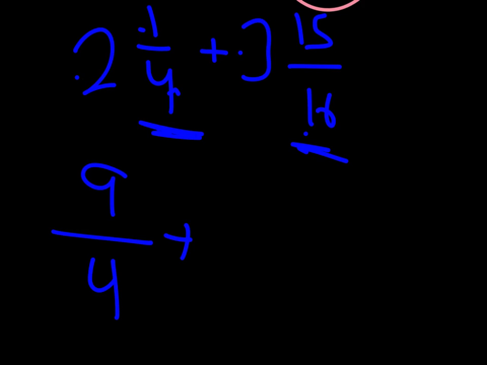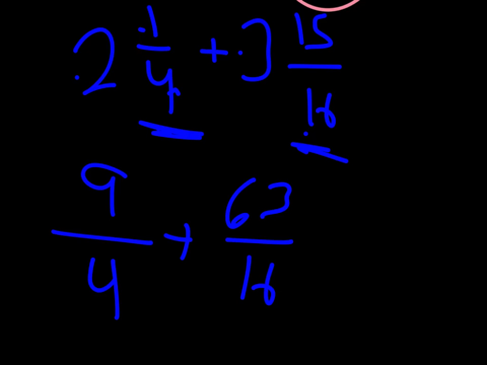Plus 16 times 3 is 48. 48 plus 15 gives us 63. Yeah, it should be 63 over 16. Okay, so now what we have to do is get the denominators to be the same as each other, right?